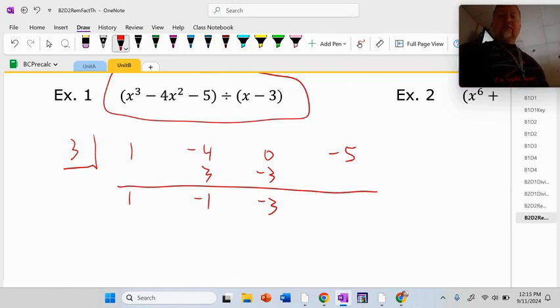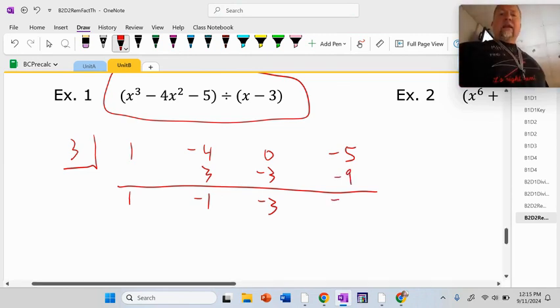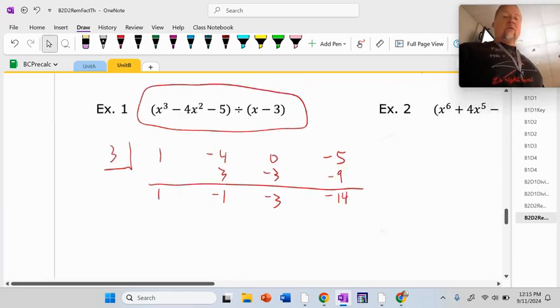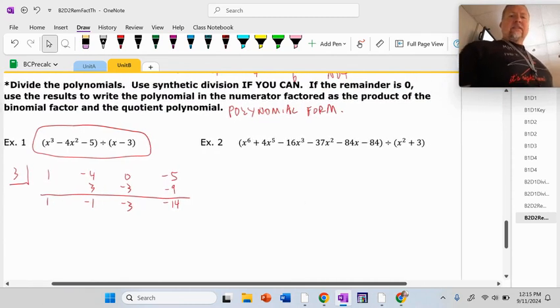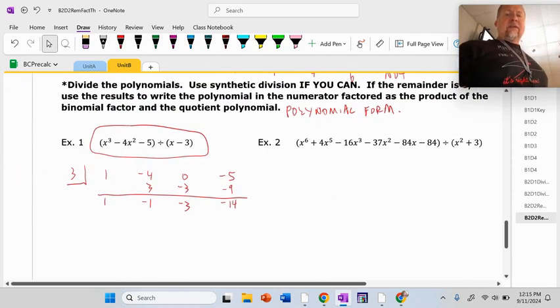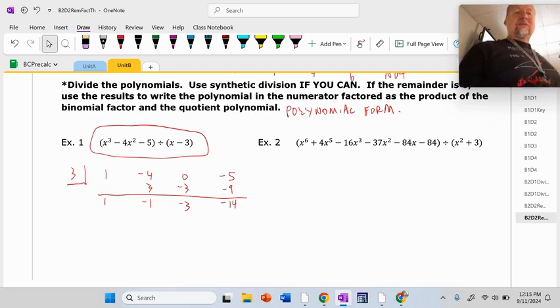All right, and then 3 times -3 is -9. Is this a remainder of 0? Yes or no? No. Okay, so it did say in the directions, if the remainder is 0, then write it as... okay, so it's not. So I don't know what they were looking for here, the other two teachers. So I guess what we could do is say this.